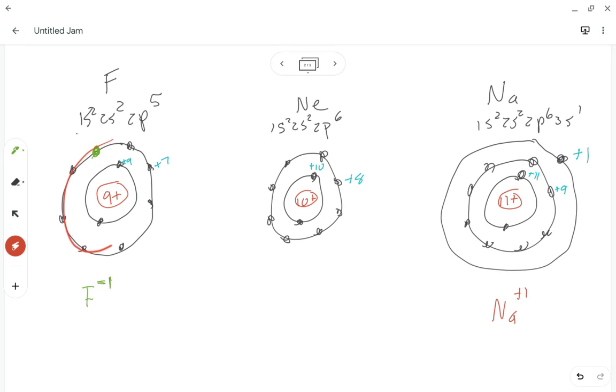Also, this energy level is closer to the nucleus than this third energy level on sodium. So it's favorable energetically. It requires some energy to pull this electron away from the sodium, but energy is released when it gets added into the fluorine because that's a much more stable, lower energy state to be more strongly attracted to the nucleus of the fluorine atom.